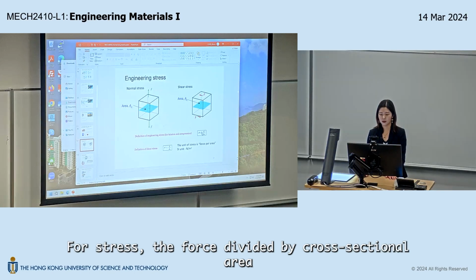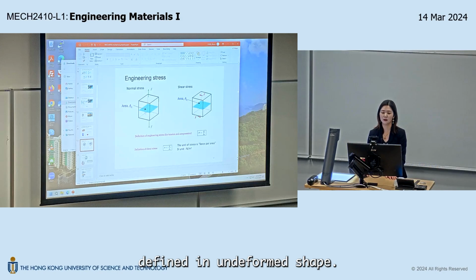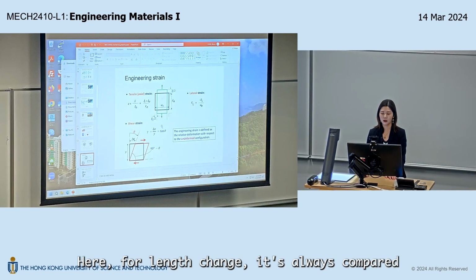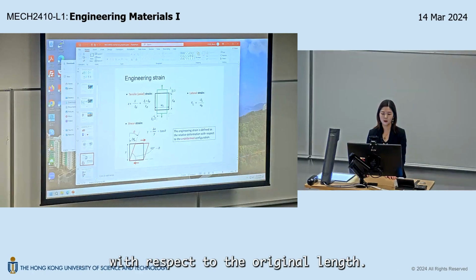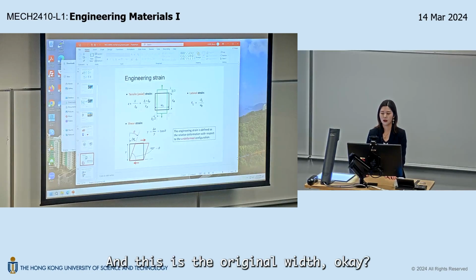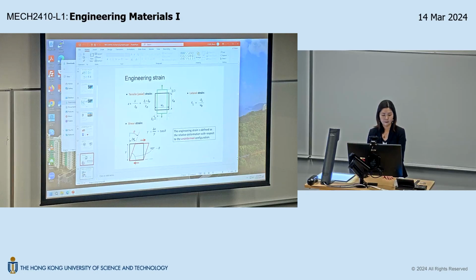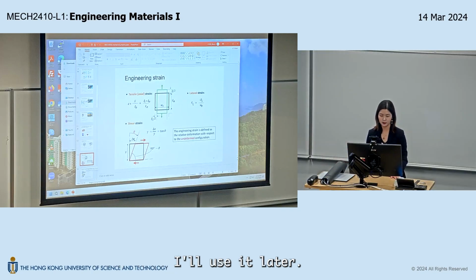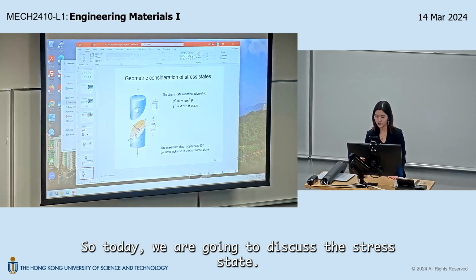For stress, it is the force divided by the cross-sectional area defined in the undeformed shape. And engineering strain is the relative shape change. Here the length change is always compared with respect to the original length. And this is the original width. Maybe I don't use this now, I will use it later. So today we are going to discuss the stress state.